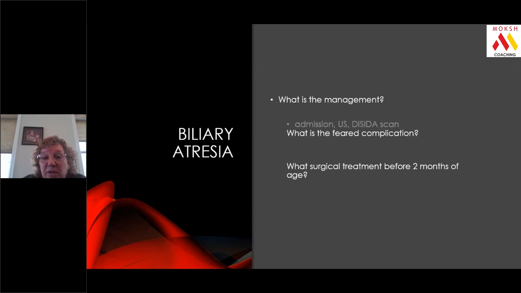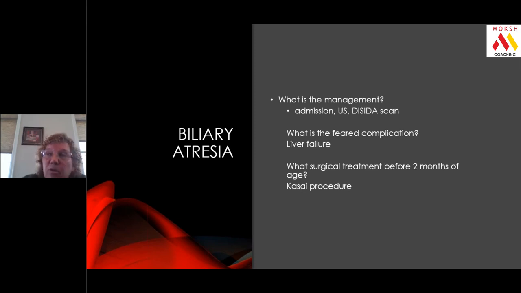So what is the management? They immediately get admitted. The reason they have to get admitted is because of this biliary atresia. The poor surgeons, bless them, only have a limited period of time, usually within the first 4 weeks, to get them to the operating room to prevent liver failure. And if the Kasai doesn't work, these kids have to get a liver transplant.